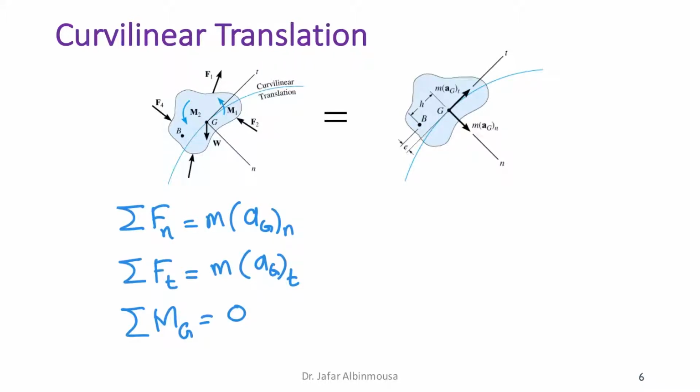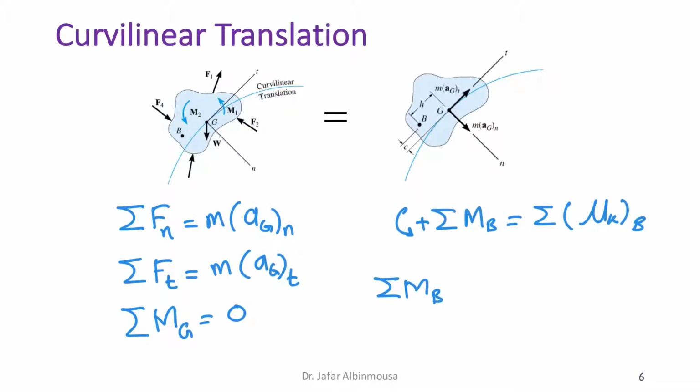So let's do it again and take the moment at point B and say that this is equal to the sum of all kinetic moments about point B. So we have to take the sum of all moments caused by the forces and moments applied on the body as shown in the free body diagram, and say that this is equal to e multiplied by m(aG)t minus h multiplied by m(aG)n. So let me explain this quickly.